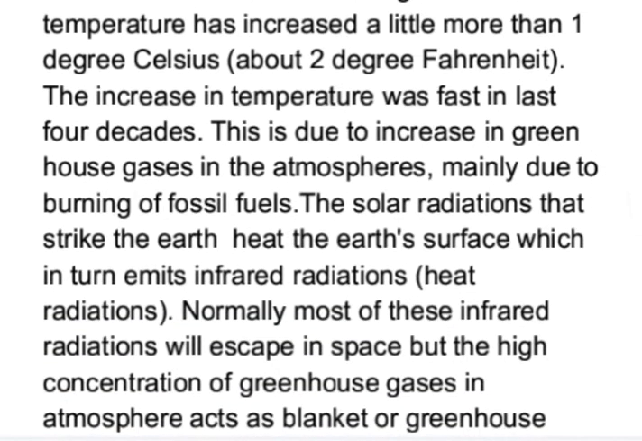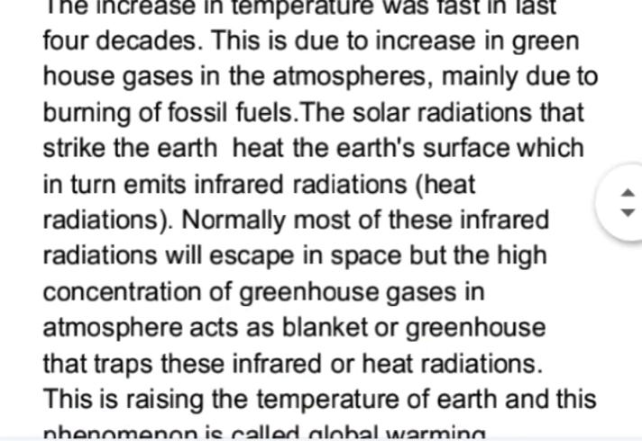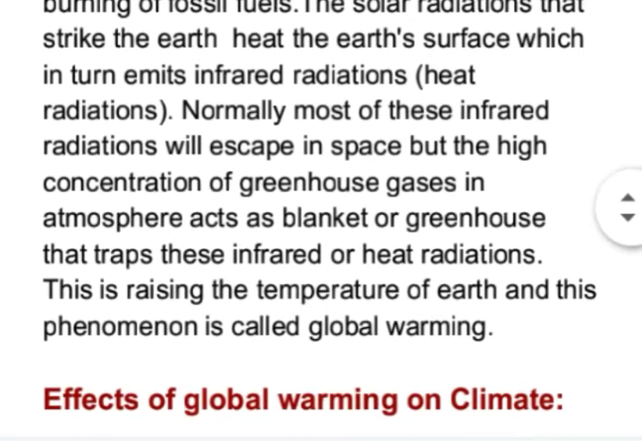The solar radiations that strike the earth heat the earth's surface, which in turn emit infrared radiations or heat radiations. Normally, most of these infrared radiations will escape in space, but the high concentration of greenhouse gases in the atmosphere acts as a blanket or greenhouse that traps these infrared or heat radiations. This is raising the temperature of Earth, and this phenomenon is called global warming.